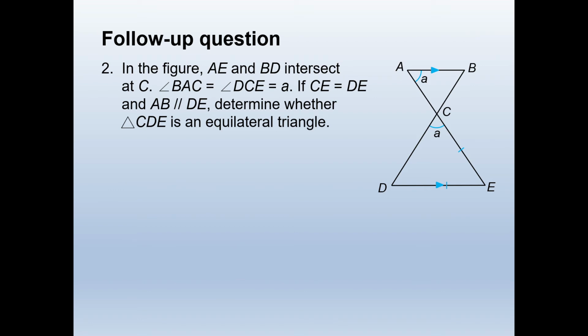So here's the last example. In the figure, AE and BD intersect at C. Angle BAC equals angle DCE equals a. If CE equals DE and AB is parallel to DE, determine whether the triangle CDE is an equilateral triangle. CDE, that means the triangle at the bottom.